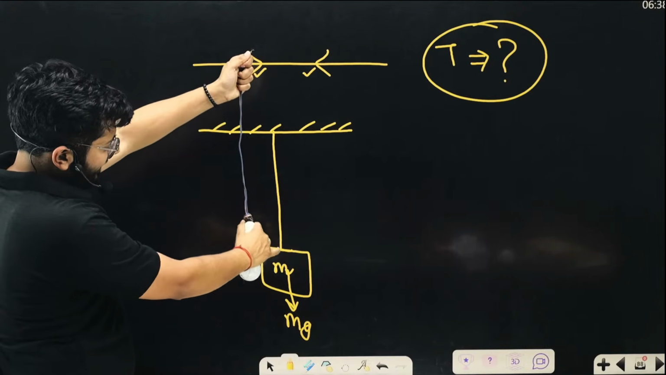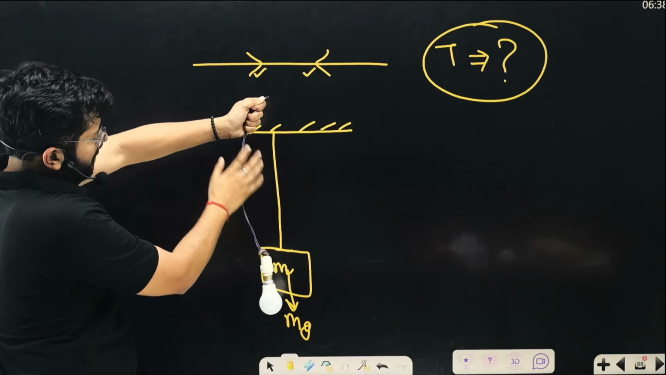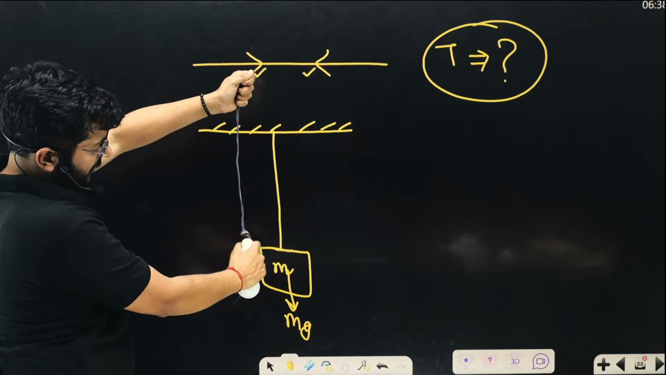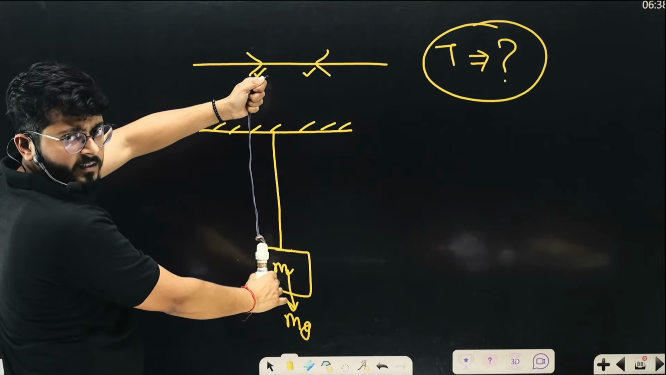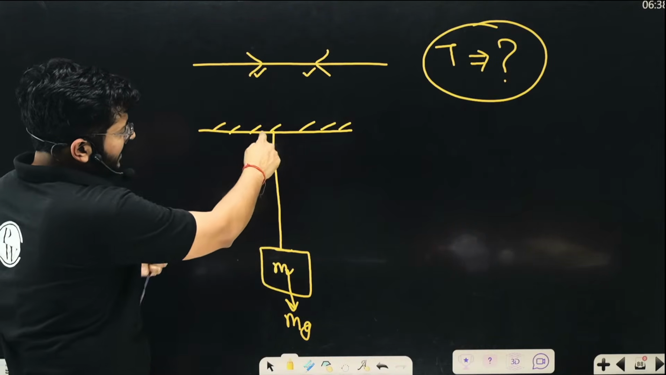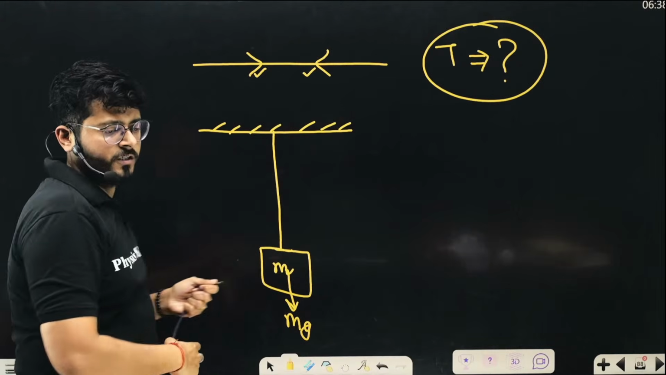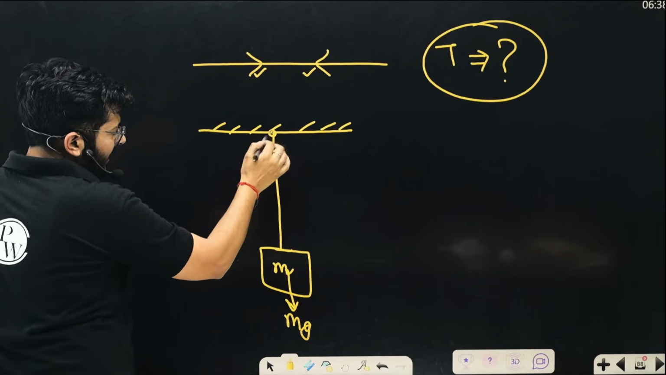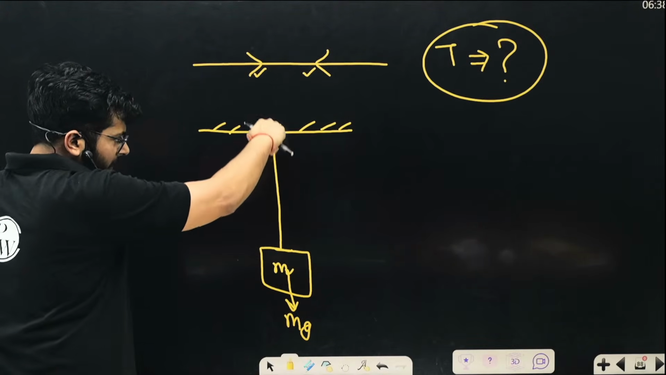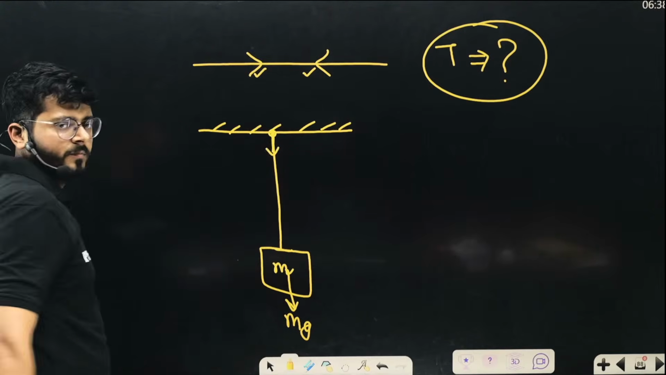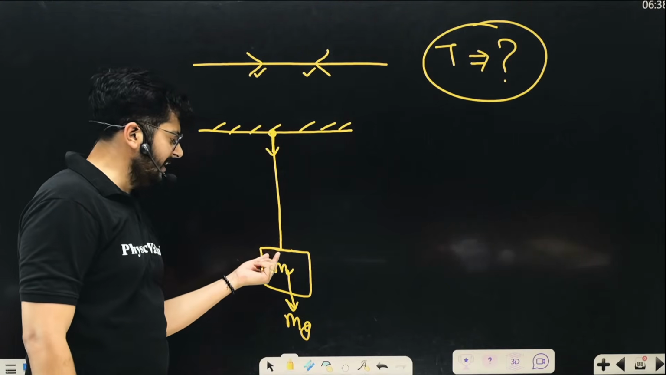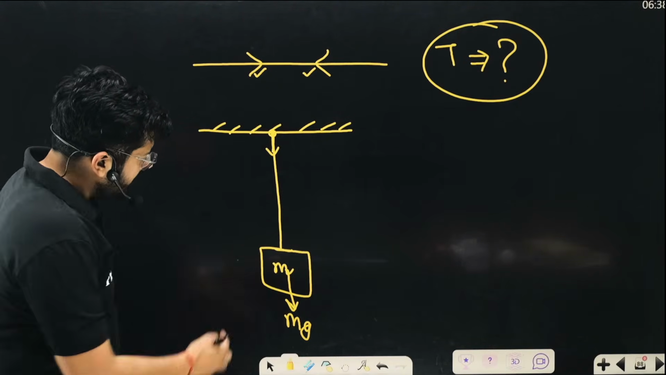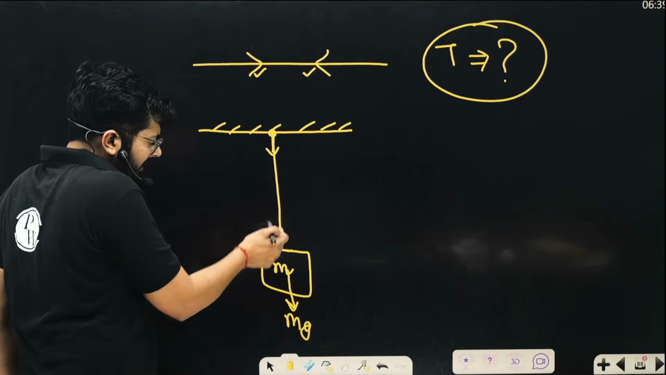The weight is acting downward. So you see that this hand is trying to lift it, and this weight is pulling it downward. So this end is being pulled in the downward direction like this. And because the weight of this block is being pulled downward, the rope is trying to pull it back like this.